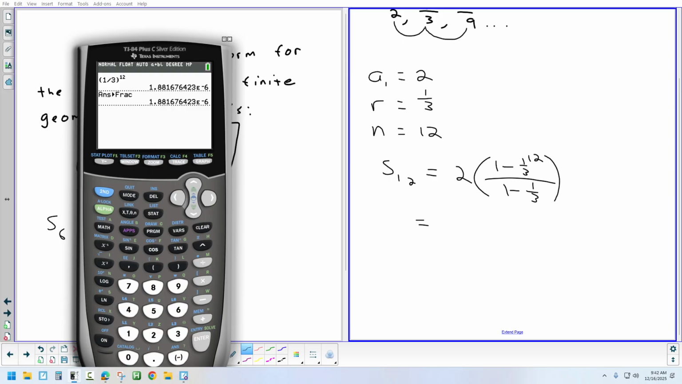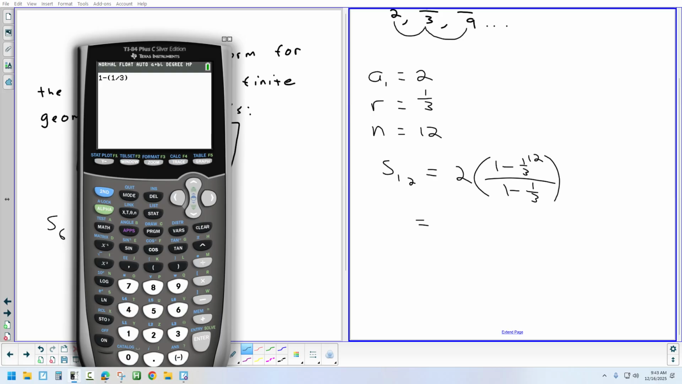Couldn't you do like 3 to the power of 12 and then put that in the denominator? Would that work? Yeah, there are other ways you could do it. What I'll do, just so I don't have to think about anything fancy, is type it all in like that.